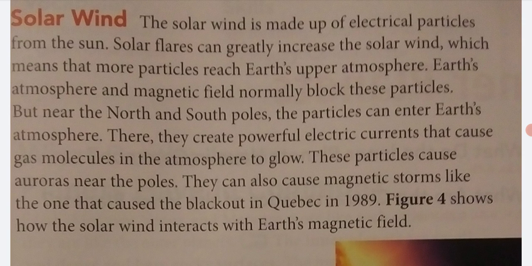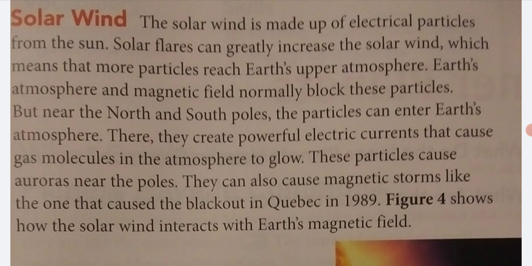Solar wind. The solar wind is made up of electrical particles from the Sun. Solar flares can greatly increase the solar wind, which means that more particles reach Earth's upper atmosphere. Earth's atmosphere and magnetic field normally block these particles. But near the north and south poles, the particles can enter Earth's atmosphere. There, they create powerful electric currents that cause gas molecules in the atmosphere to glow.